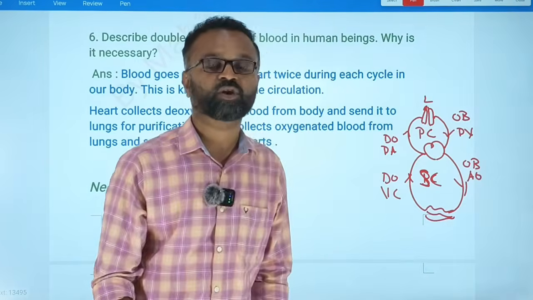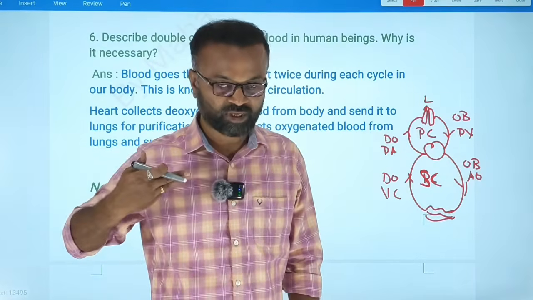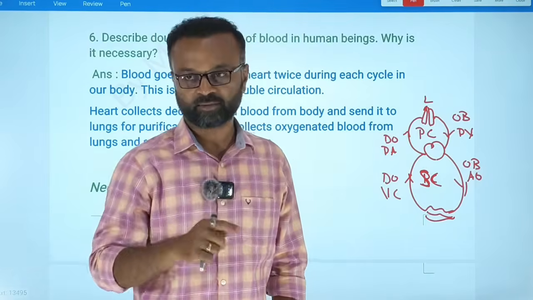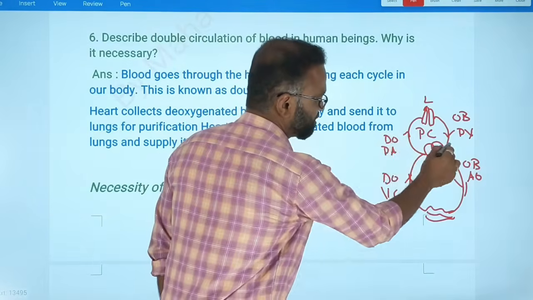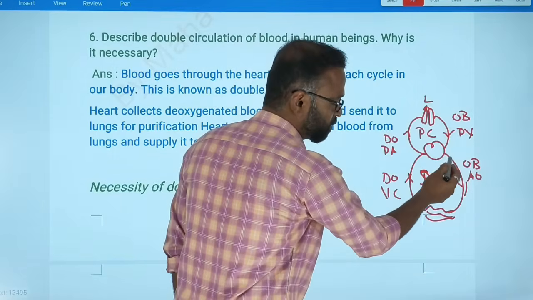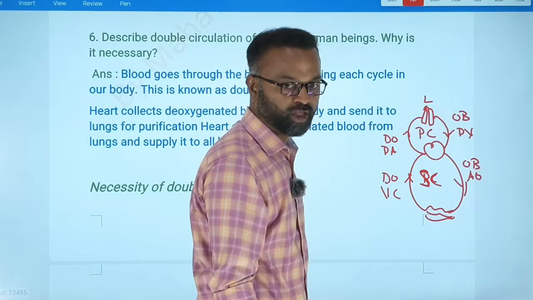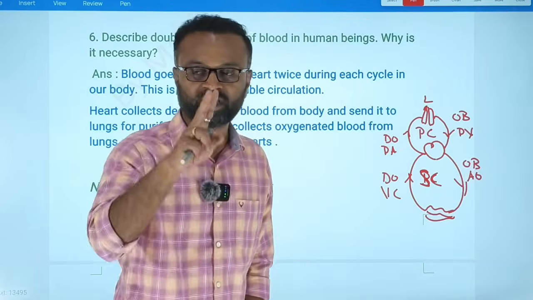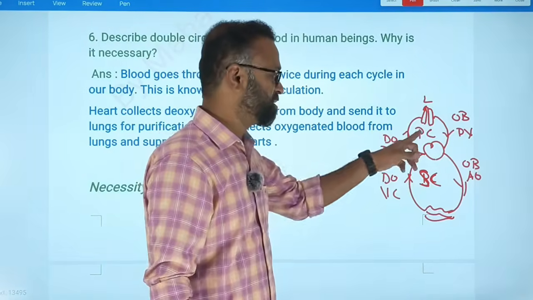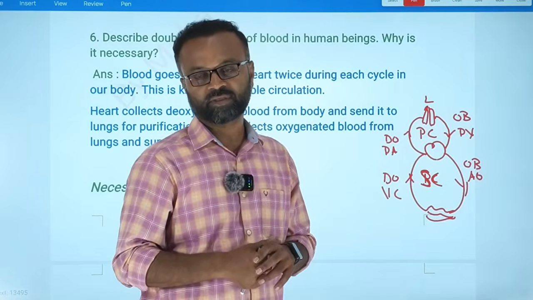Now what is double circulation? The blood is flowing across the heart twice to complete one cycle. This is once the blood is circulated into the heart. This is once again the blood went across the heart one more time. So blood is flowing across the heart twice to complete one cycle. We call it double circulation. One is pulmonary circulation, another one is systemic circulation.